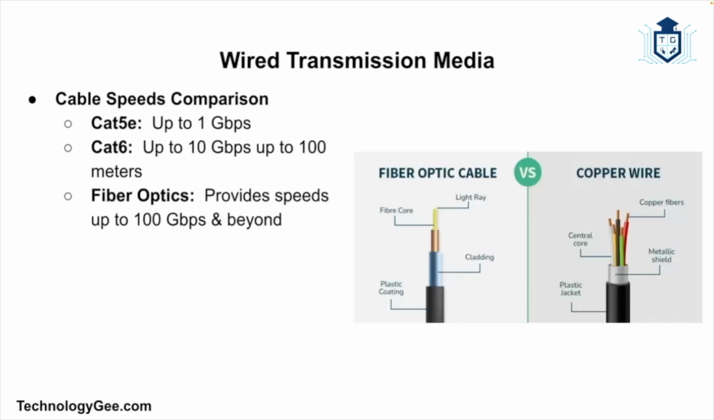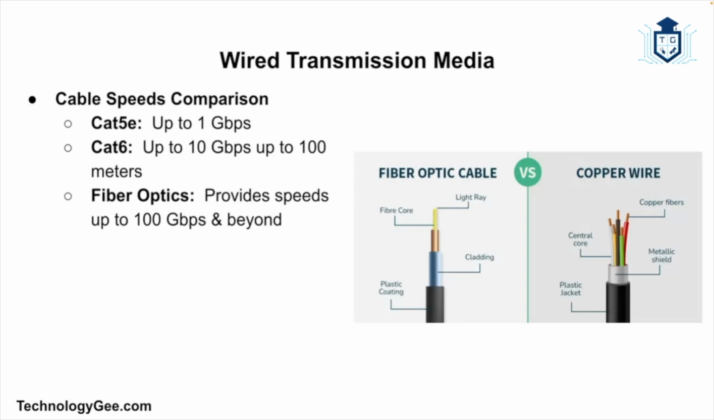You have your various cable speeds. So wired transmission media offer varying speeds depending on the type of cable and technology. So you have Cat5e, and this supports speeds up to 1 gigabit per second. Cat6 offers speeds up to 10 gigabits per second over short distances.